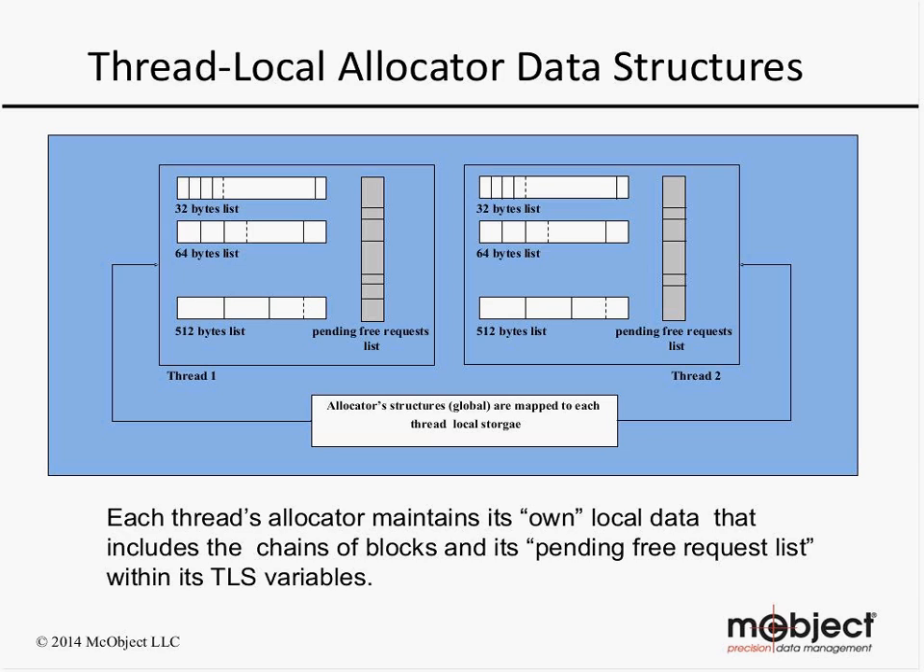The thread local allocator can create an arbitrary number of block lists of varying sizes. So in my example here, the allocator has a 32-byte list, a 64-byte list, and a 512-byte list. But you can choose any number of lists and any number of sizes of blocks in those lists that suit your application's access pattern.